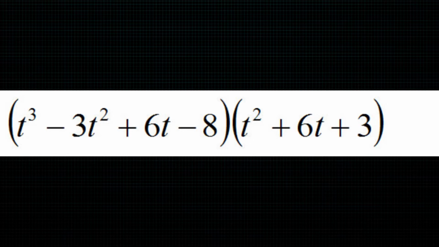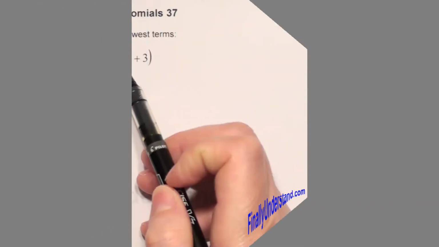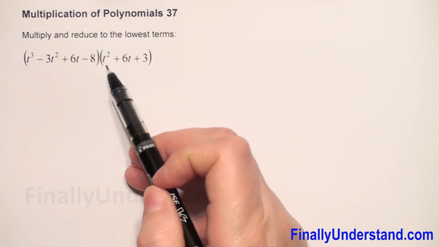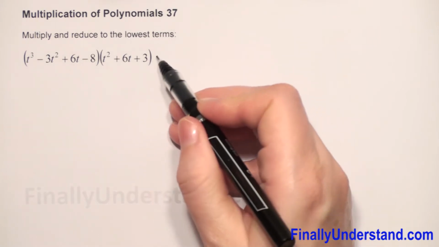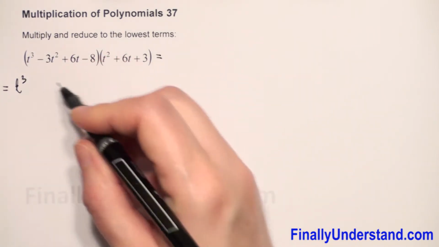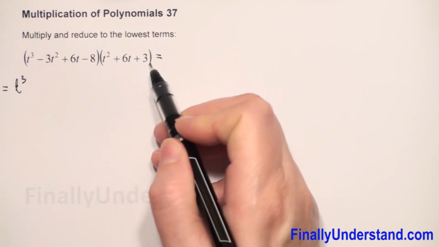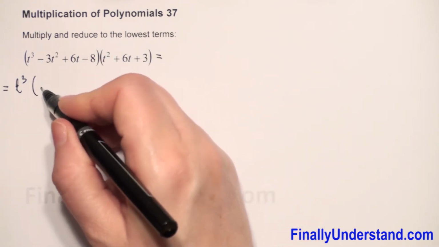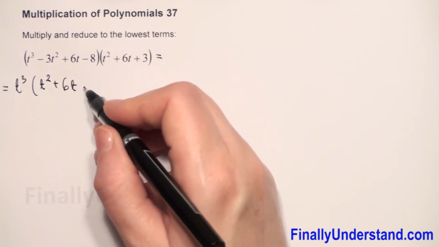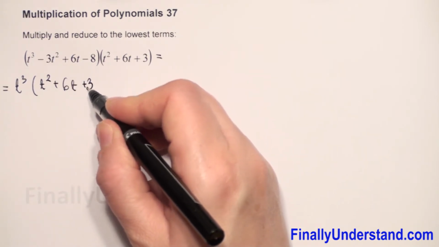We have multiplication of polynomials. To multiply these two polynomials, we have to multiply every expression in the first parenthesis by every expression in the second parenthesis. So let me write this. We have first t cubed. We have to multiply by all expression in the second parenthesis. So we have t squared plus 6t plus 3.